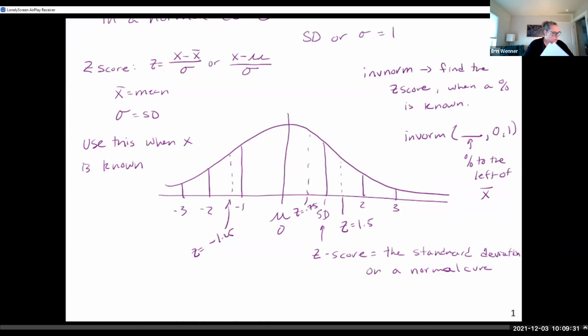We saw this in our notes on Wednesday, when we were trying to find the z-score for 12.1% of the area to the left of z. We used this, and we're going to use this again in some of the examples that we're going to do today.